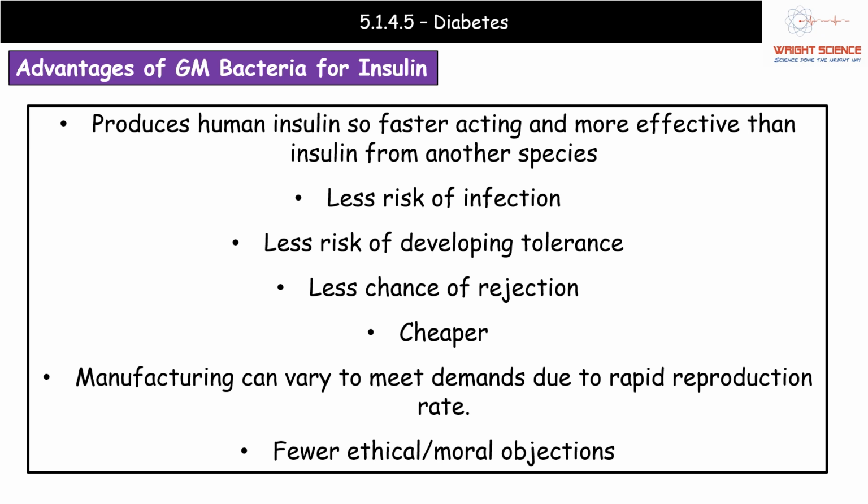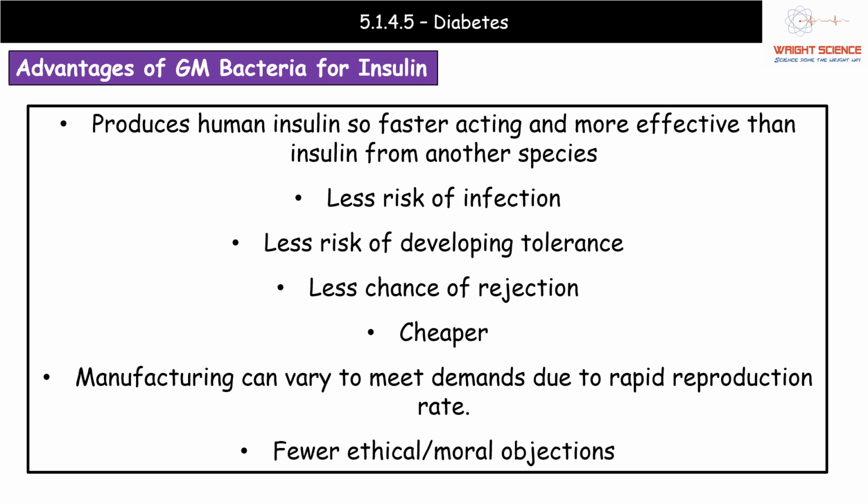We also have less risk of infections because we're not having any animals involved in this process. There's less risk of developing tolerance to something that is, to all intents and purposes, a foreign substance being injected into your body, and less chance of rejection for those same reasons. It's also cheaper. Bacteria don't really need much to live, and therefore it's far easier and cheaper to get this insulin from the bacteria than it is from larger animal species.